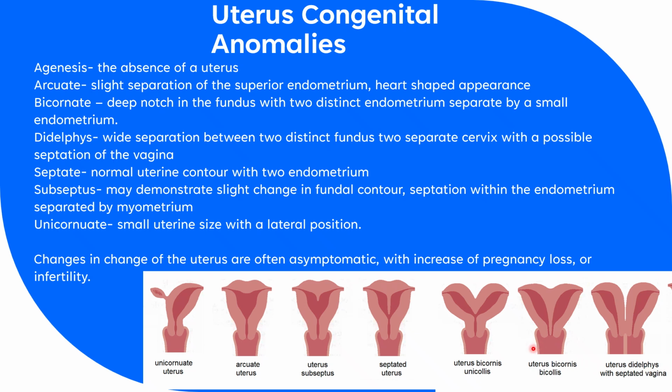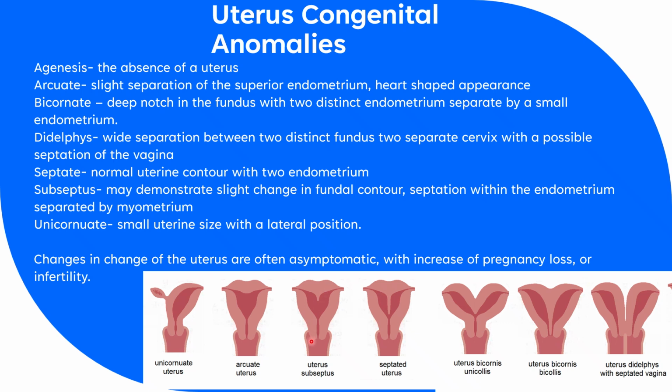Now our septate uterus is going to look very much like our bicornuate unicollis. Again, the variation happens up here in the fundus. We have a nice dip here with the bicornuate unicollis, but in the septate uterus, we just have a septation there. The fundus looks normal. We have a normal fundus, but then we have a dip into our endometrium.